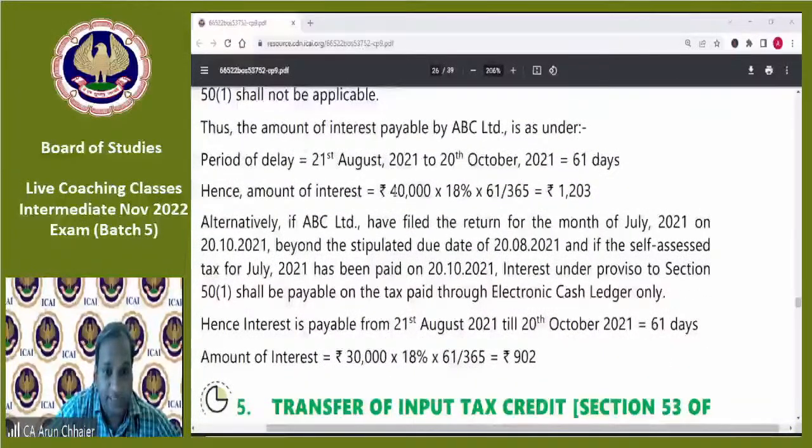This is the answer: 40,000 multiplied by 18%, multiplied by 61 divided by 365, that is 1203. Is it clear to everybody?